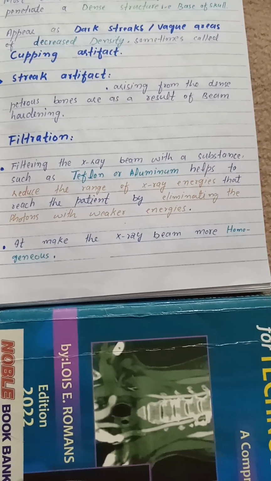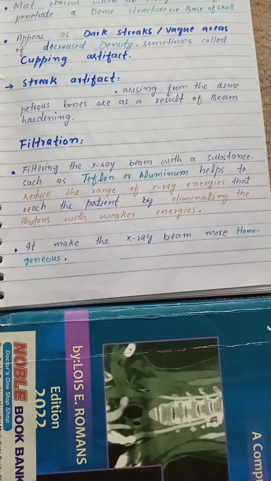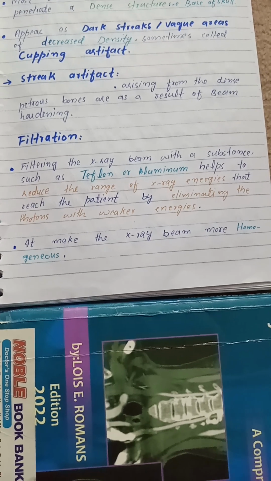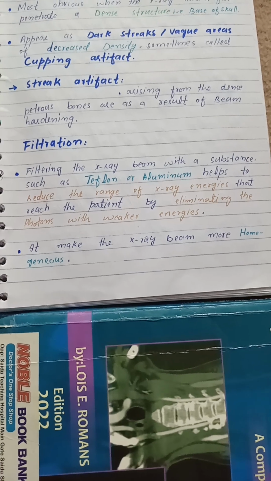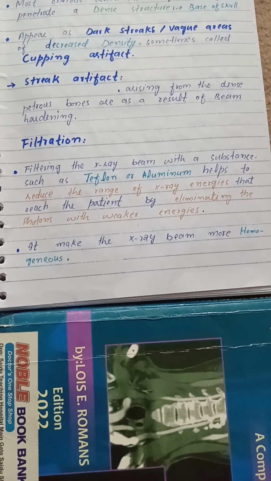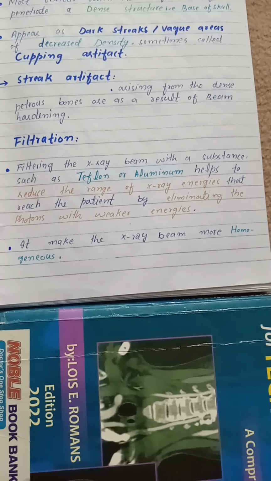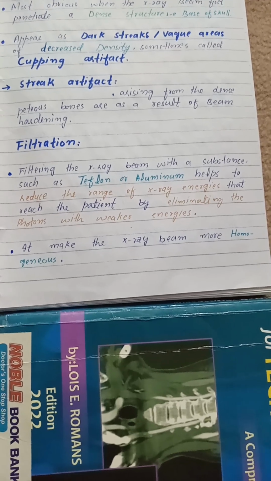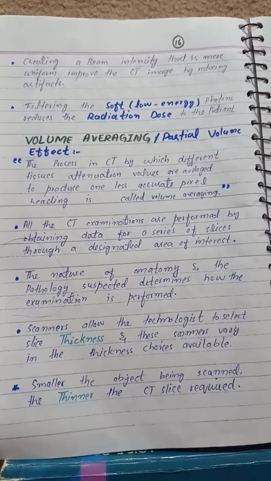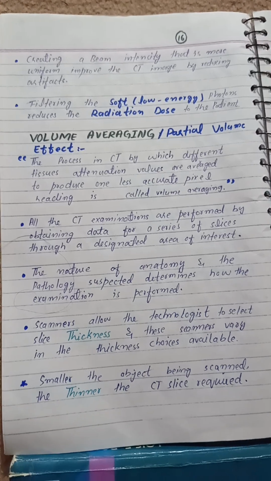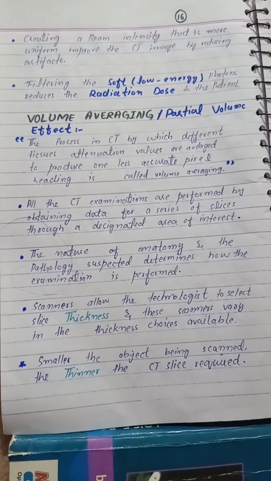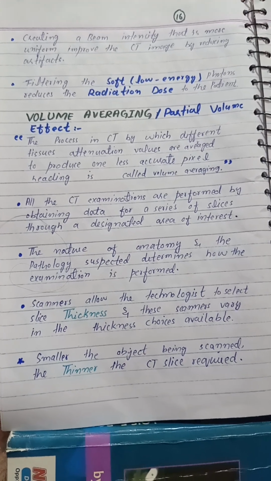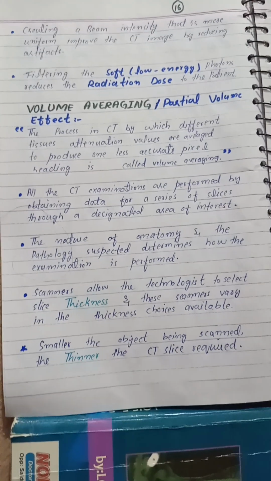Filtration: filtering the X-ray beam with a substance such as Teflon or aluminum helps to reduce the range of X-ray energies that reach the patient by eliminating the photons with weaker energies. It makes the X-ray beam more homogeneous, creating a beam intensity that is more uniform. This improves the CT image by reducing artifact. Filtering the soft, low energy photons reduces the radiation dose to the patient.